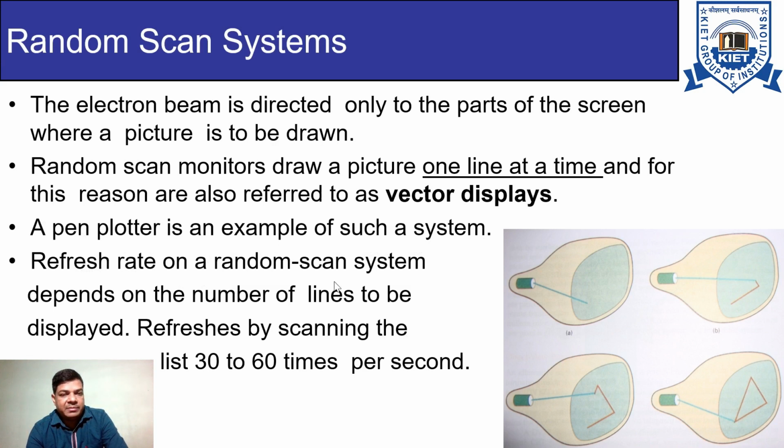Refresh rate on a random scan system depends on the number of lines to be displayed, because these systems are called vector displays, and mainly these systems are designed for drawing lines. So the refresh rate depends on how many lines we are displaying on the screen. Now in this case the refresh rate could be 30 to 60 times per second.